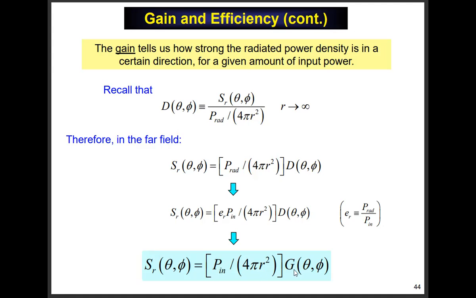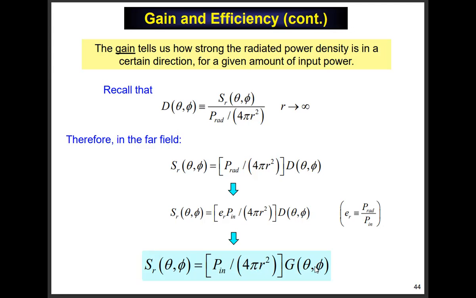Then you multiply by the gain. So the gain tells you how much more watts per square meter that person's going to receive over there relative to what that person would have received if the person with the transmit antenna simply pumped in the power and it went equally in all directions.